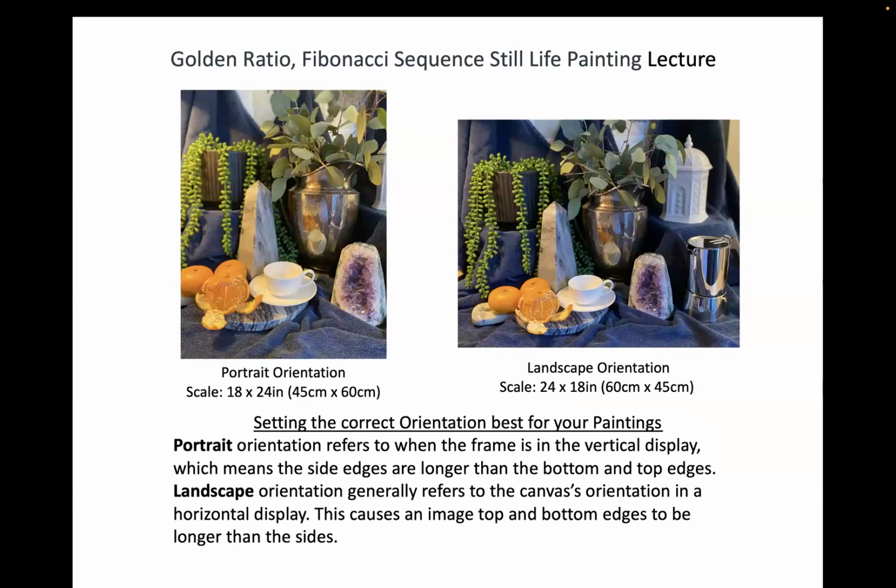Now, when we're setting up our still life, another thing to keep in mind is setting up the correct orientation best for your paintings. This is one thing a lot of my students always have difficulty remembering, because it's easily possible to fall into the trap of mismatching. If your reference is in portrait, and your actual painting itself is set in landscape, then obviously it may look warped or too widened, right?